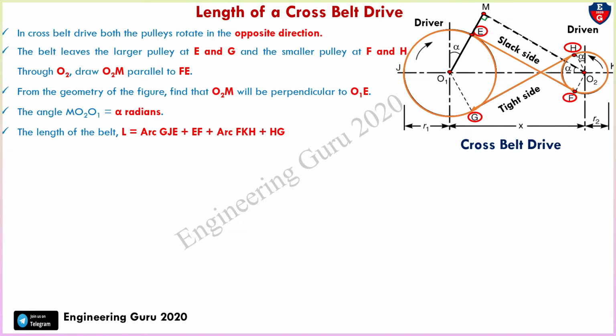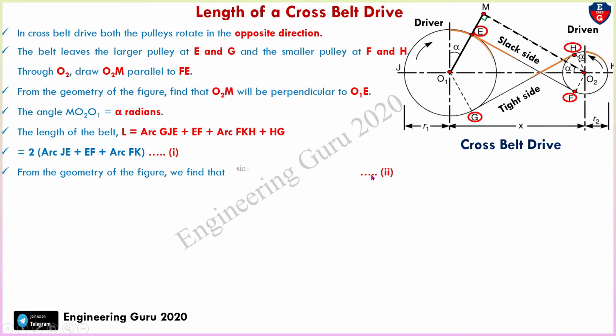So how to find the length of the open belt drive? That is already covered; you can see it from this link. In this video, we will cover how to find the length of the cross belt drive. Now, the cross belt drive has two parts, the upper side and the lower side of the center line, and both sides are the same. So we can take 2 into arc JE plus length EF plus arc FK. So this is your equation number 1.